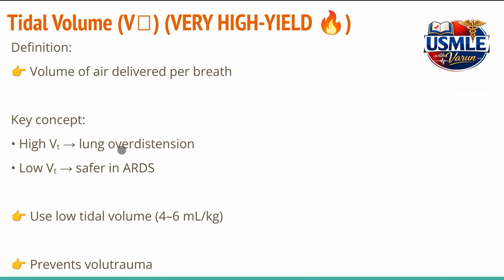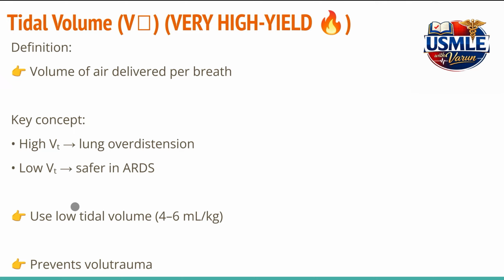So in order to study mechanical ventilation, we need to know about a few lung volumes and lung capacities. The first thing is the tidal volume, which refers to the amount of air that is delivered with each breath. So if this volume is too high, it overstretches the alveoli and causes lung overdistension. A low tidal volume of 4 to 6 ml per kg prevents this recruitment de-recruitment injury, prevents overdistension, and so it's safer in acute respiratory distress syndrome.